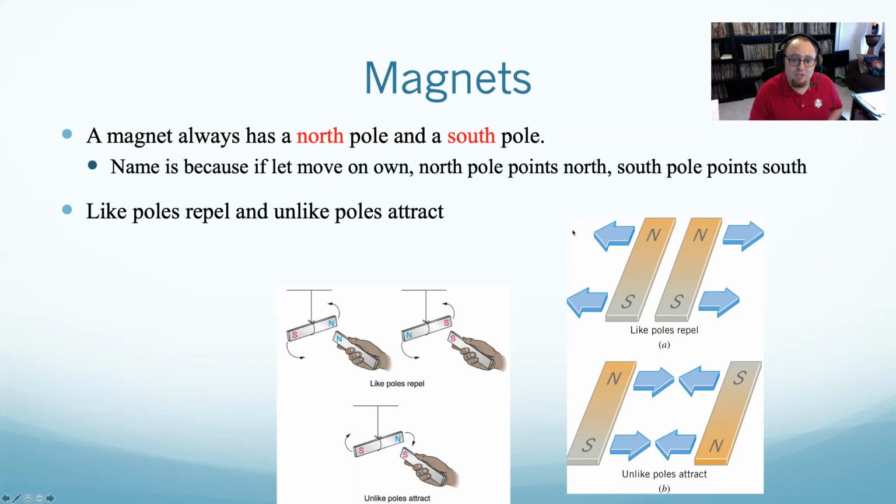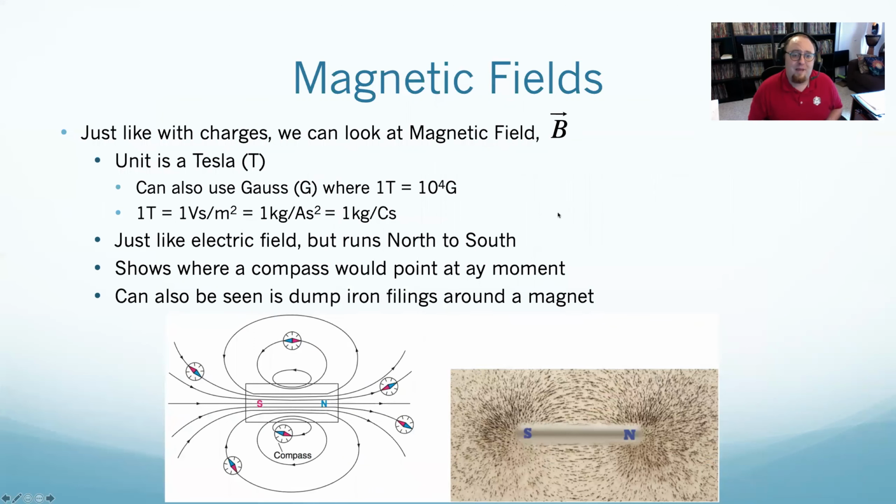Just like when we were dealing with charge, we had electric fields. With magnets, we have magnetic fields. Magnetic fields are represented with the letter B. They are a vector. I do not know why they're B off the top of my head. And they are measured in the unit of Tesla. We mentioned Tesla, Nikola Tesla, a little bit.